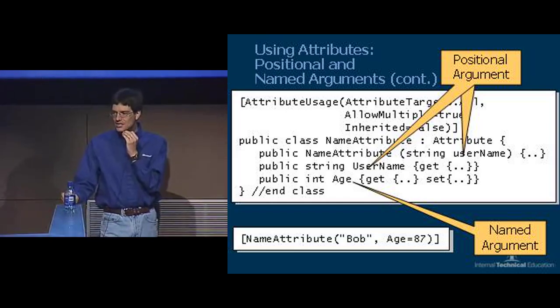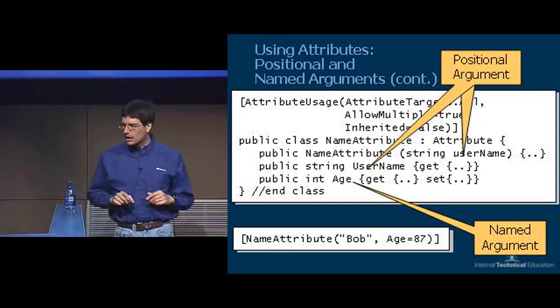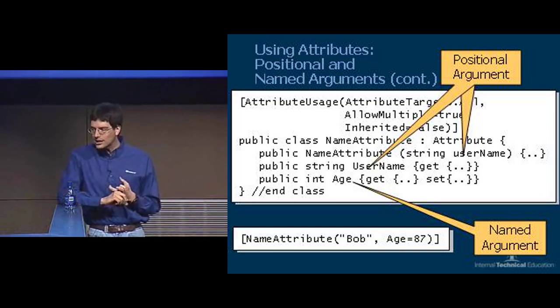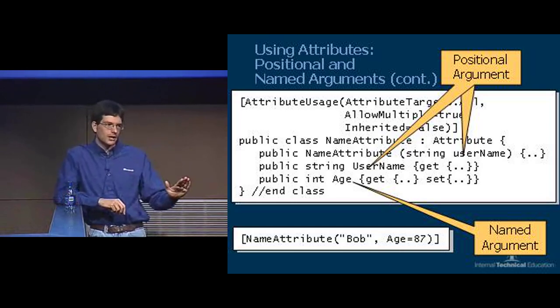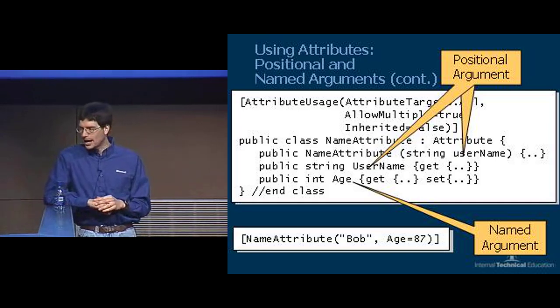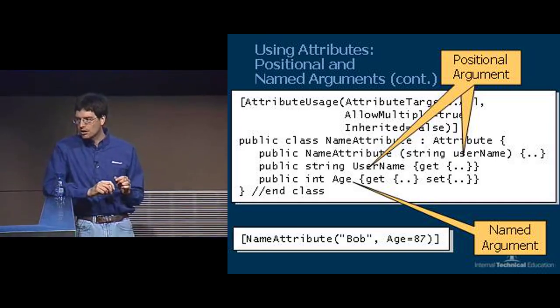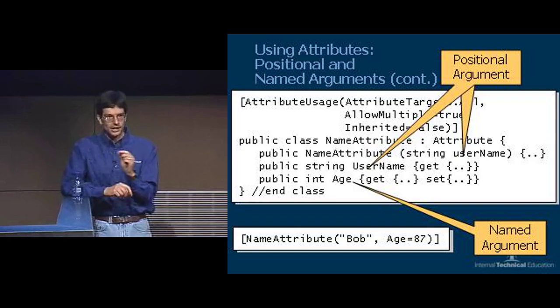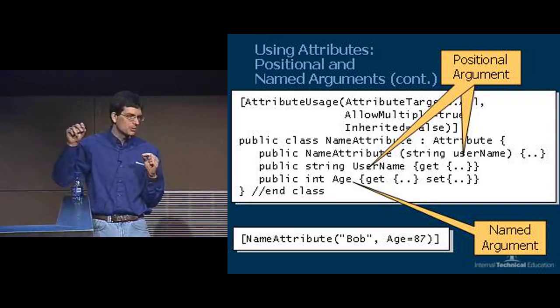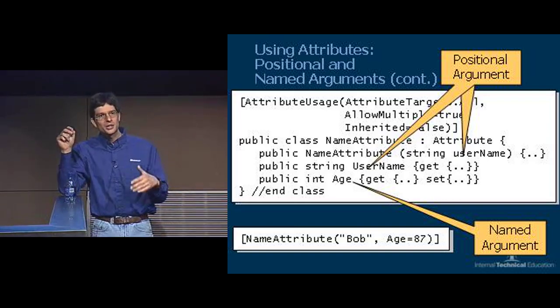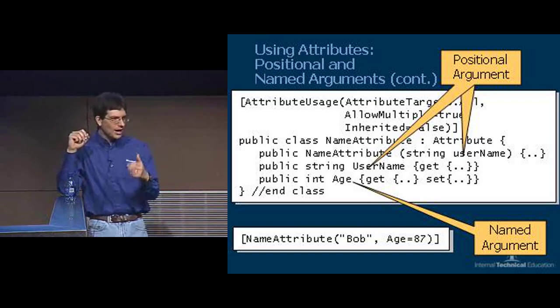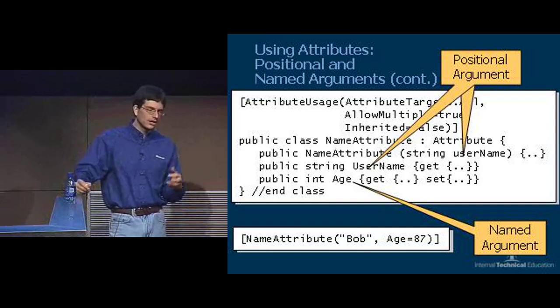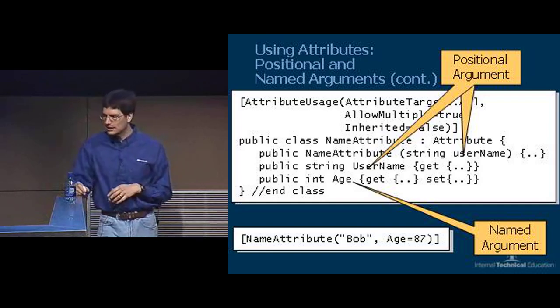So I have this name attribute, and I have a required username. I always want you to specify the username, and so it's a positional argument. And notice there's an argument on the constructor, and then there's a read-only property that corresponds. It's important to have both, because if you don't, then you can't actually reflect on it and get that value out, and you might need that.